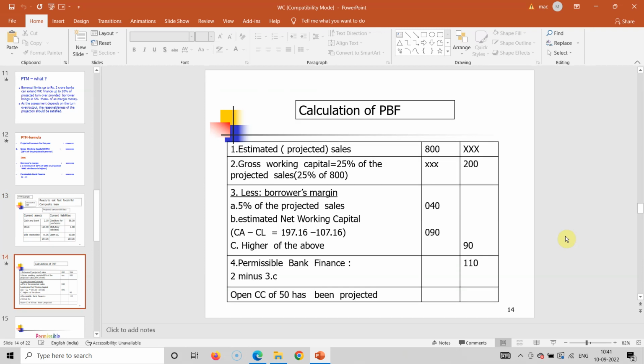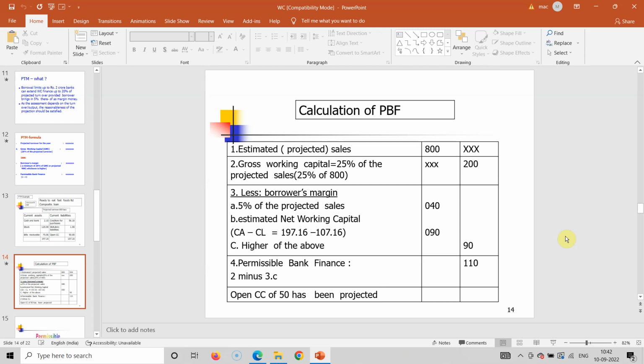The estimated projected sales are 800 lakhs. Gross working capital, that is 25% of the 800, is 200, less borrower's margin, that is 5% of the projected sales, right? Or current assets minus current liabilities, higher of the above. So 90 is the figure, right? So current assets were more than current liabilities. Permissible PBF will be 110, right?